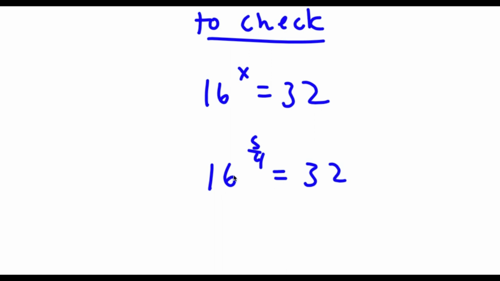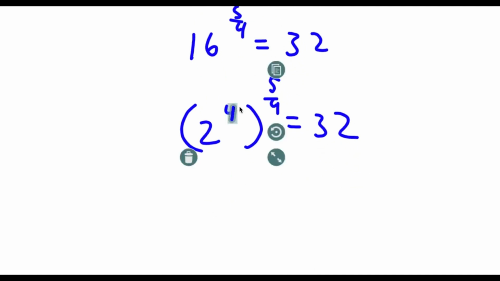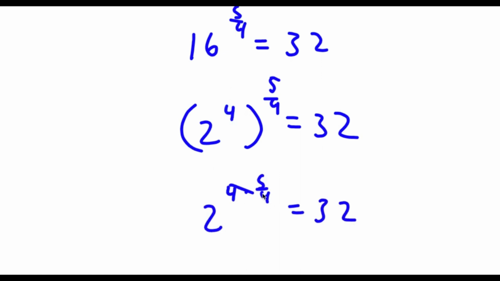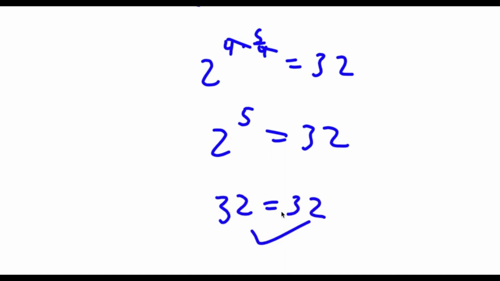So now, 16, that's the same thing as 2 to the power of 4. So I have 2 to the power of 4 to the power of 5 over 4 is equal to 32. Now, this is the same thing as 2 to the power of 4 times 5 over 4 is equal to 32. These two 4's cancel out, so now I'm left with 2 to the power of 5 is equal to 32. 2 to the power of 5 is 32, so if 32 is equal to 32, and this is right, so my solution is right.